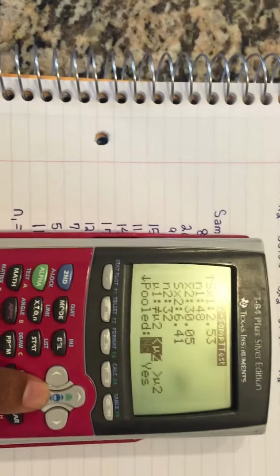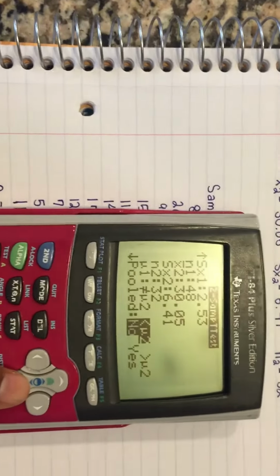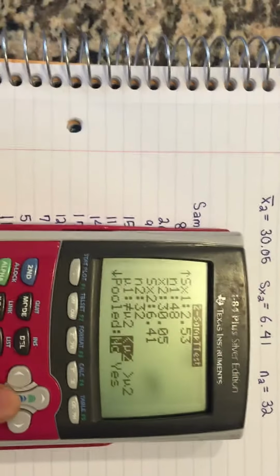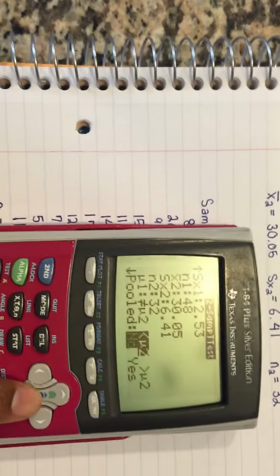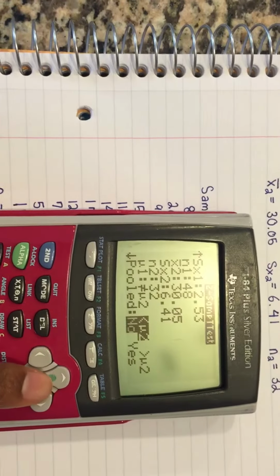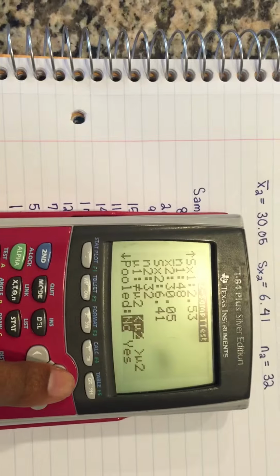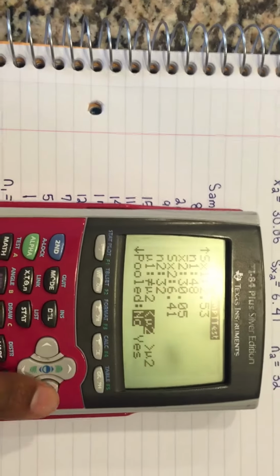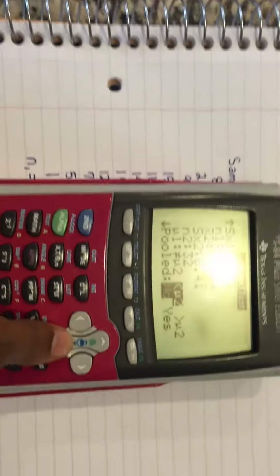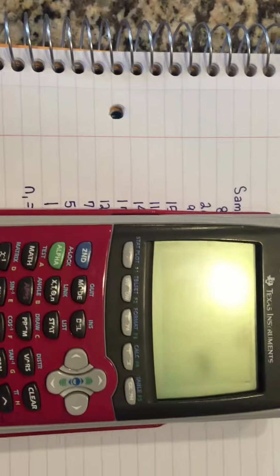And since the mean of sample 2 is larger than the mean of sample 1, we expect that the population mean of 1 is going to be less than the population mean of 2. So we're going to put mu1 is less than mu2, which is this one. Then we will scroll down and press Calculate.